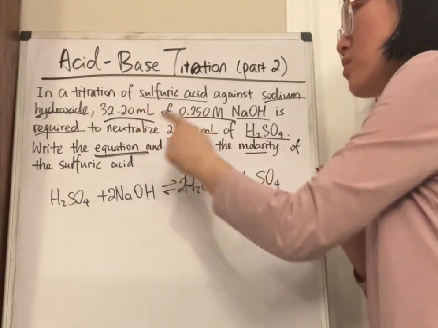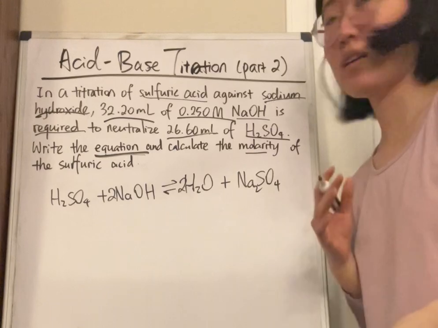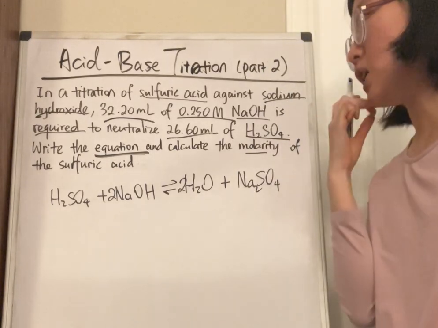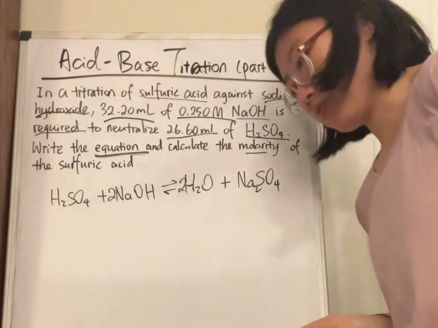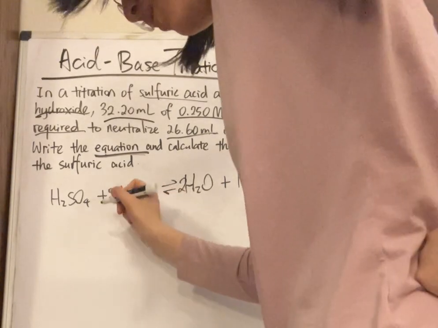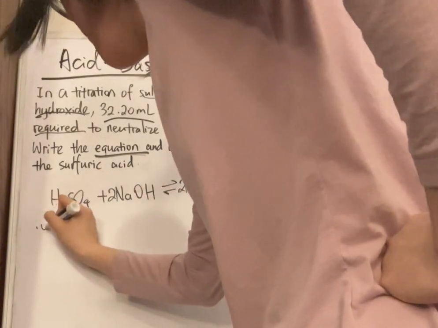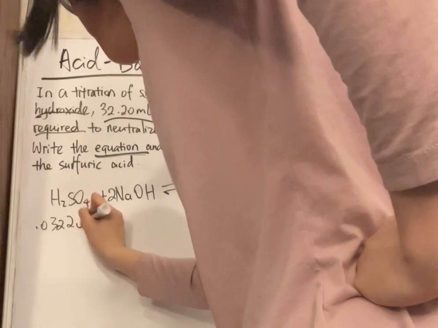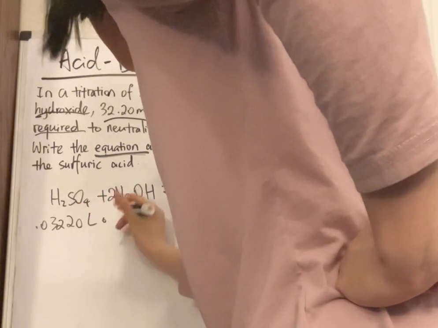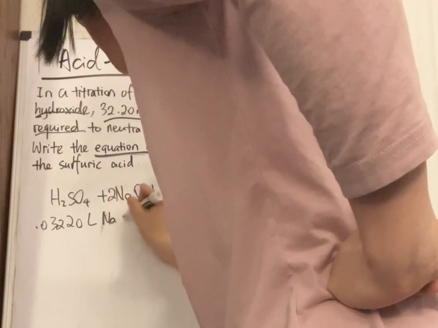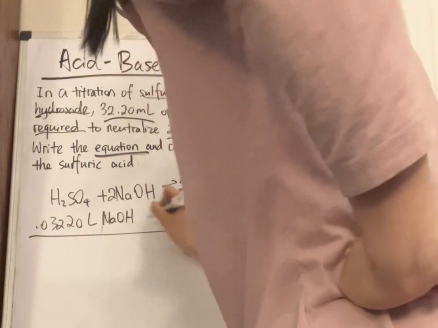The volume is 32.20 milliliters. I think it'll be easier to do it in liters instead, so I will change it to liters, which is going to be 0.03220 liters of NaOH. Okay.